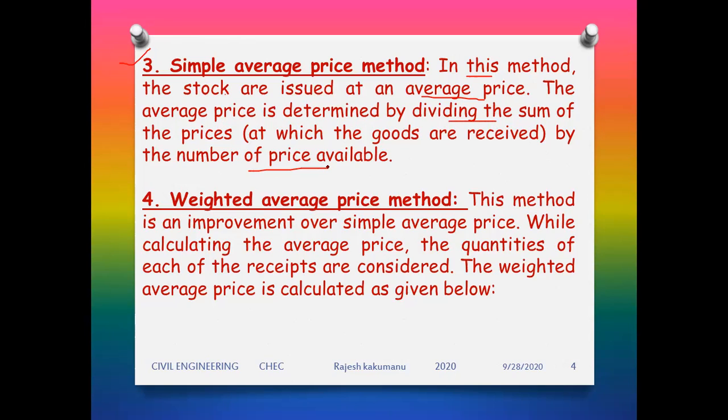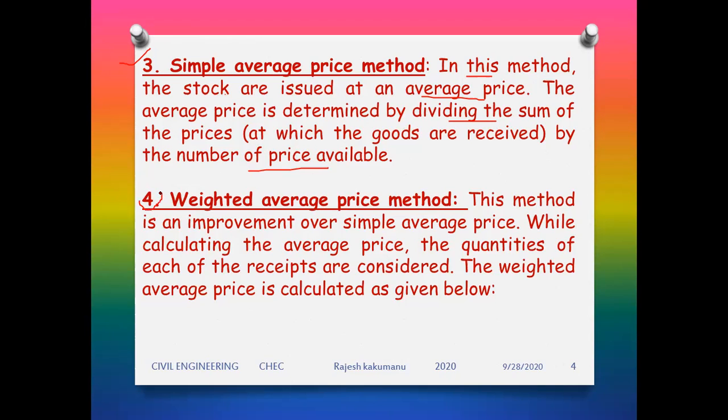So we take a sample stock at an average price. How do we determine that average? By dividing the sum of prices by the number of prices available. Whatever components you have in stock, for example 10 items or 20 items, based on those we make the average. That is nothing but the simple average pricing method. Even in wholesale areas you can see this type of method.